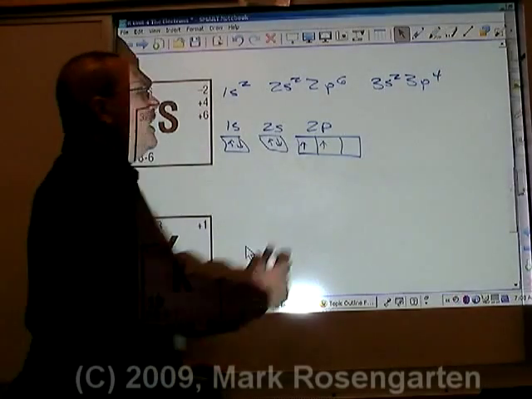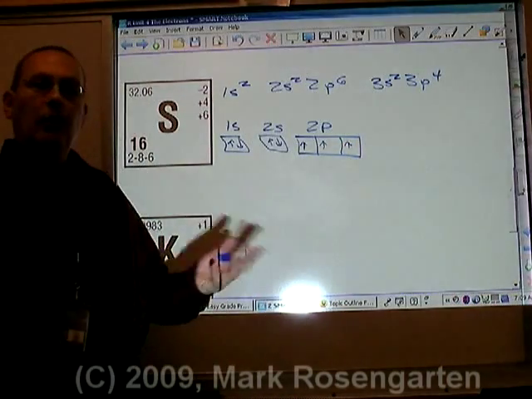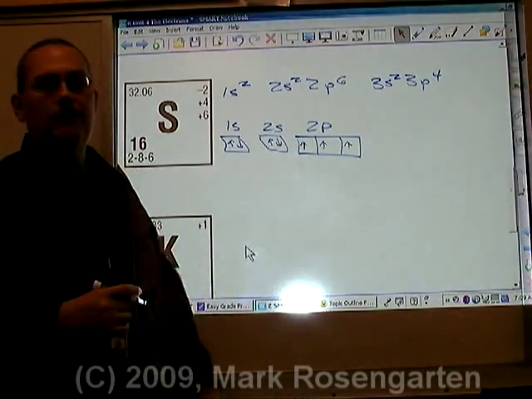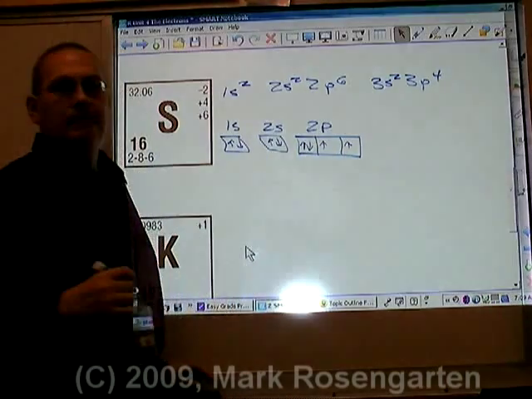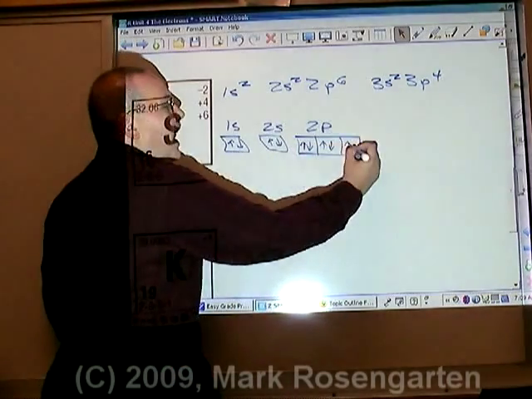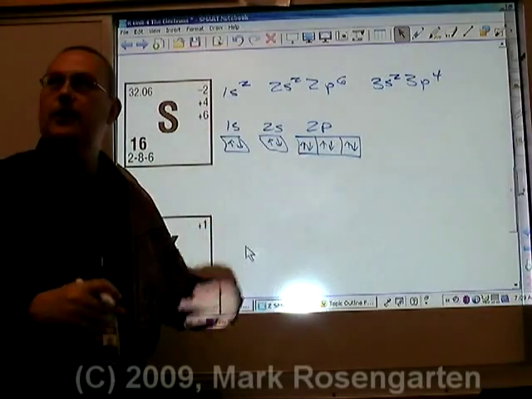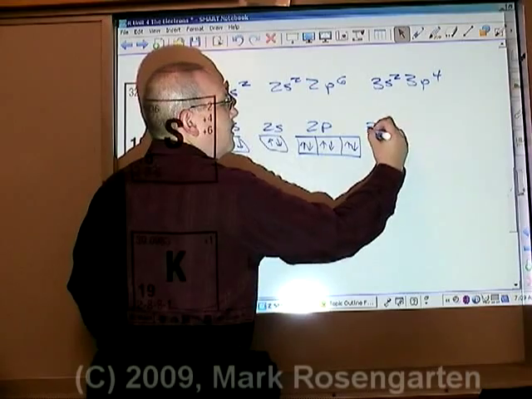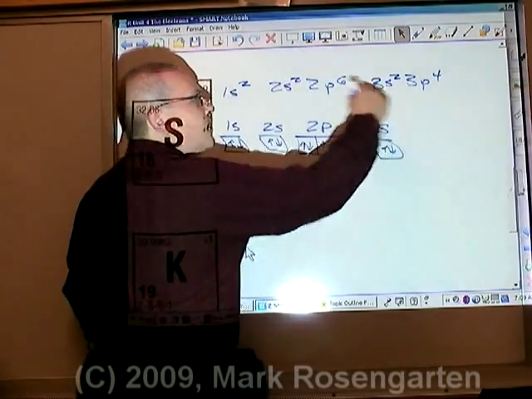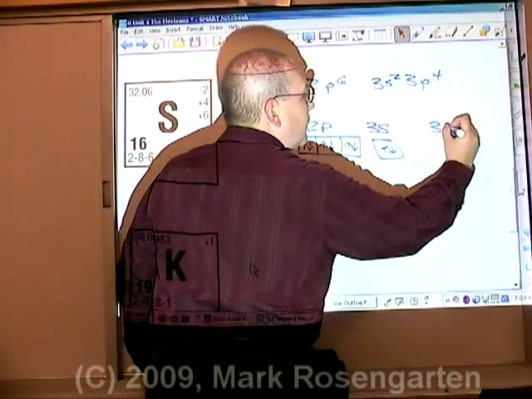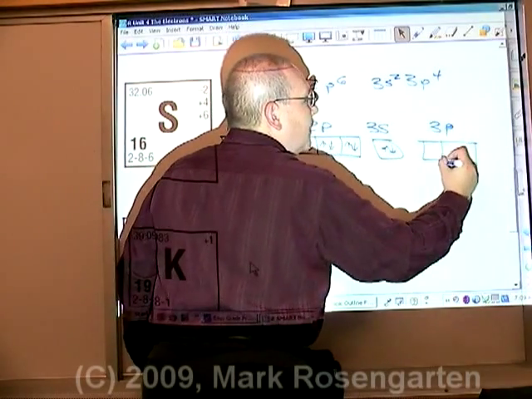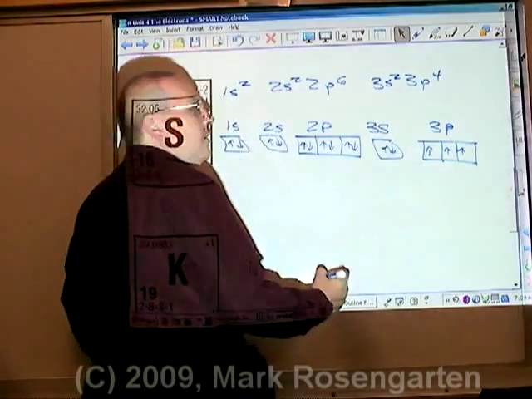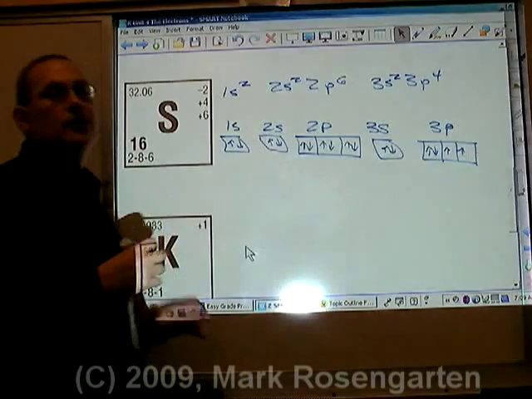What if there's 3 of you? Well, if there's 3 rooms, that's great. Everybody gets their own room. What if there's 4? Well, someone's going to have to share. The first 3 get their own room. The 4th is going to have to bunk with the first. And so on, and so on. The up arrows go in first, followed by the down arrows. 3s, up, down for these 2. 3p, now we have 4 electrons vying for 3 spaces. The first 3 go in alone, then the 4th one has to bunk with the first one.